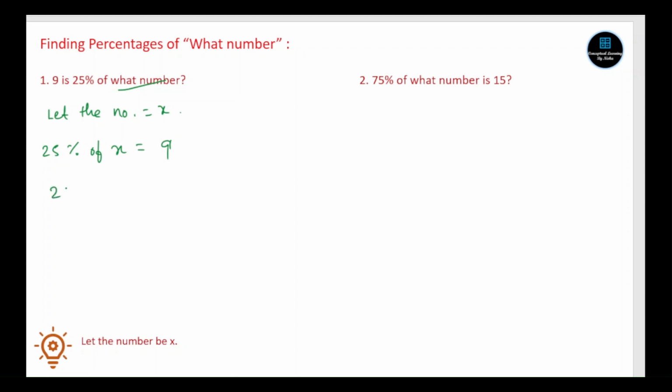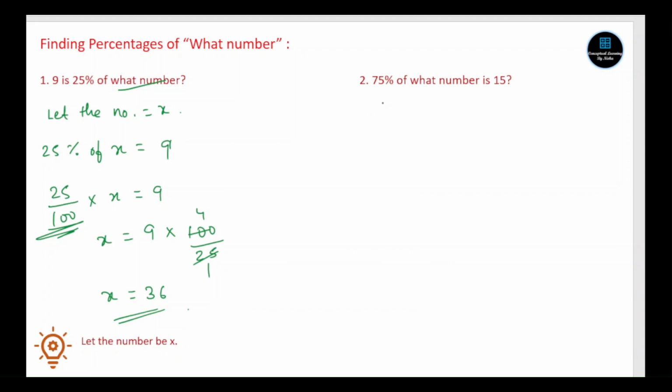We already learned how to write this: 25 upon 100 into x is equal to 9. Now to find the value of x, I have to multiply 9 by the reciprocal of this number. You already learned what the reciprocal is. So 100 upon 25. As I said, don't multiply first. First of all, try to cancel out. 25 one times, 25 four times, and we get 9 times 4, which is 36. That means 25% of 36 is 9. I hope you get it.